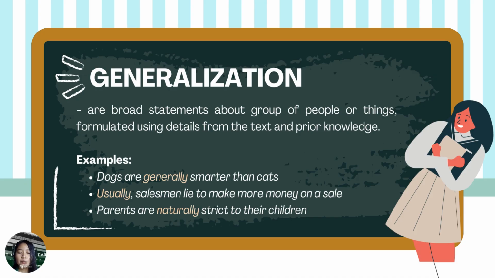For example, when we say dogs are generally smarter than cats, we are generalizing the intellectual ability of dogs over cats. Also, when we say usually, salesmen lie to make more money on a sale, we are generalizing all salesmen or typical salesmen who do lie in order to make sales. Next, parents are naturally strict to their children. In this sense, we are generalizing parents' trait towards their children.